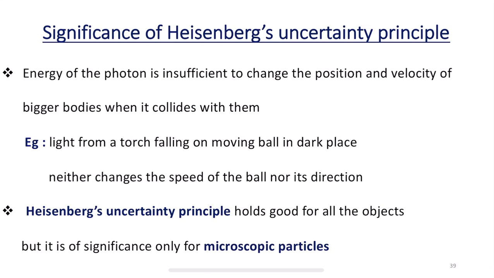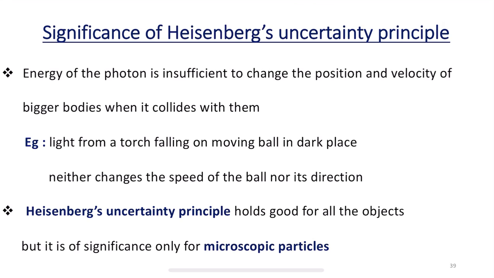And next is the significance of Heisenberg's uncertainty principle. Heisenberg's uncertainty principle holds good for all objects, but it is of significance only for microscopic particles, just like de Broglie's hypothesis. Obviously, the energy of a photon is insufficient to change the position and velocity of bigger bodies when it collides with them.